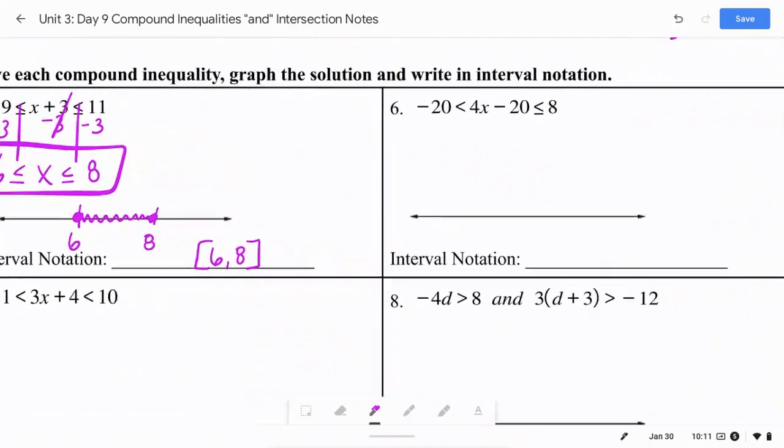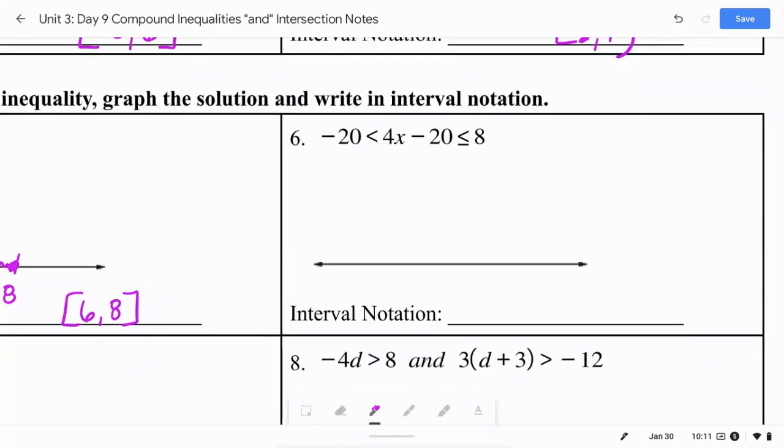Same thing with example 6. It's written as one long inequality. So we're going to draw our two dividing lines, and we want to get x by itself in the middle. So first thing we would do is add 20 to move that out of the way. Make sure you add 20 on all 3 sides. So I get 0 is less than 4x, which is less than or equal to 28.